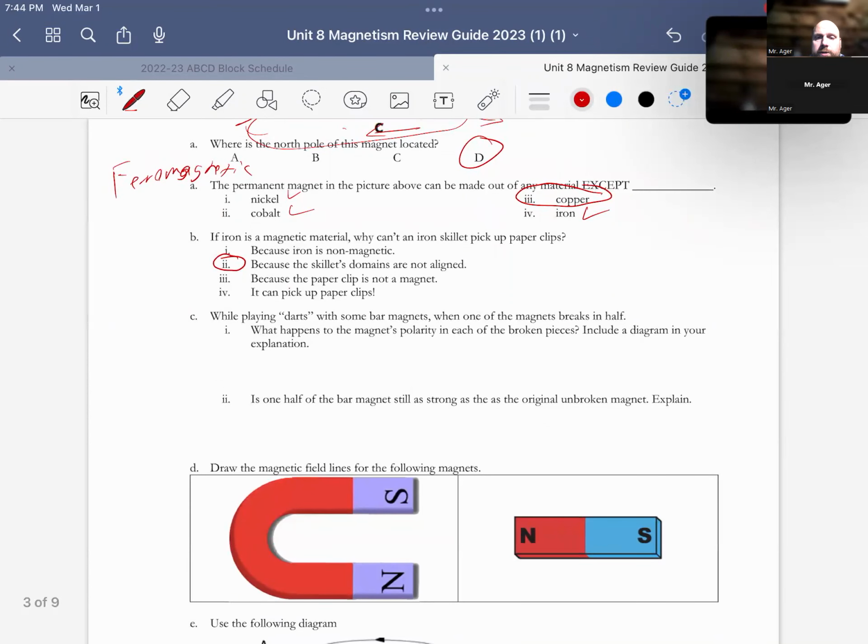All right, when playing darts, some bar magnets, one of the magnets breaks in half. What happens to the polarity? Well, if I've got that magnet here with a north and a south pole to it, if I break it, remember it's made up of all those little domains in there. So each domain has a north and a south pole. So if I break that magnet with the south pole on one side and a north pole on the other, I'm going to expose those other domains there. So that's going to leave some south poles exposed and some north poles exposed, and I get 2 little magnets. Now, they are smaller, and so it will be a weaker magnetic field.